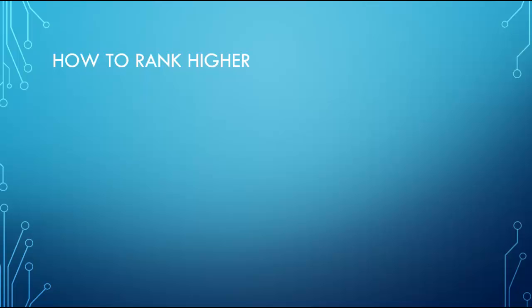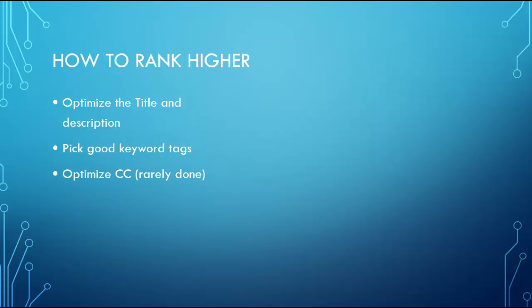So how do you rank higher? Well, first of all, you've got to optimize the title and description of your video in YouTube, and we'll show you how to do that. Then you've got to pick good keyword tags. Again, we'll show you how to do that. Optimize your closed captioning. This is rarely done and is a great way to rank higher.